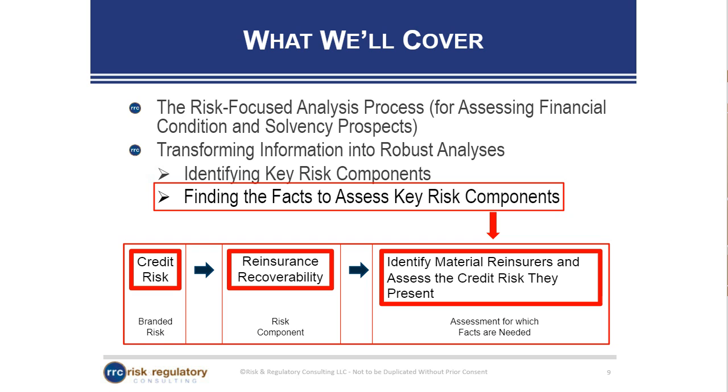An example of this is shown on the slide. As you're aware, credit risk involves the collectability of certain receivable accounts on the balance sheet. In this particular example, we identified a key risk component of credit risk to be reinsurance recoverability. To help us understand this risk in our analysis, we need to find the facts by first identifying material reinsurers and assessing their creditworthiness. This identification and assessment will help us understand the true credit risk related to reinsurance recoverables.